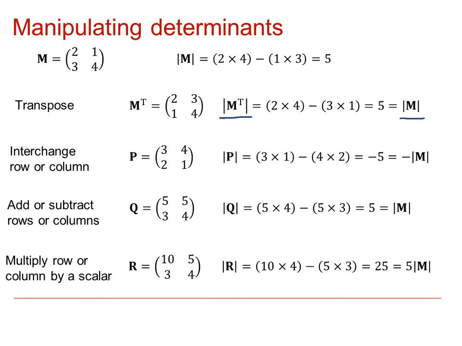We can interchange rows and columns and then get the negative of the determinant. Or we can add and subtract rows and columns, which produces a new matrix where again the determinant is equal to the original determinant. Or we can multiply a row or column by a scalar quantity, which then means that the matrix itself will have a determinant which is that scalar multiplied by the original determinant.